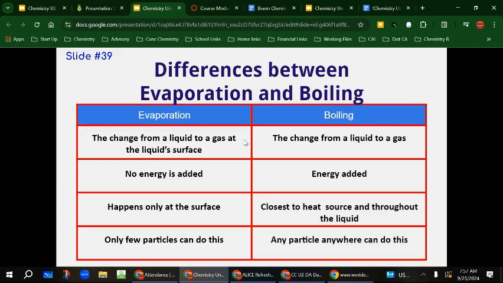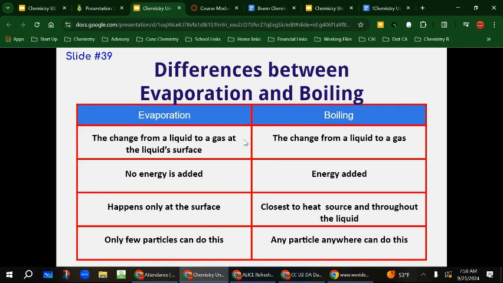Evaporation is going from a liquid to a gas, but it only occurs at the liquid surface. Boiling changes from a liquid to a gas, and it occurs throughout the entire liquid. Evaporation, no energy is needed. Boiling, you add energy. Evaporation happens only at the surface. Boiling actually happens at the spot closest to the heat source, which is normally the what of the container? The bottom. That's why we see bubbles come up through it, because they have to get from the bottom, where they became a gas, to the top, where they can escape and go into the atmosphere.